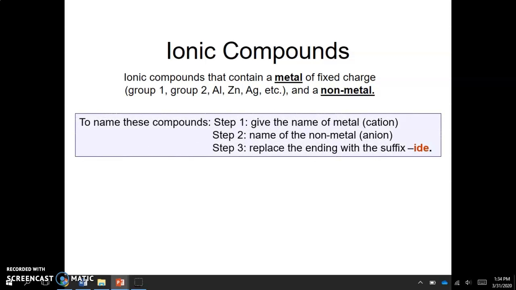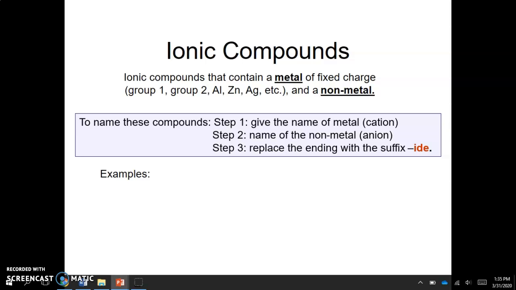There are 3 steps to naming these compounds. Step 1, you give the name of the metal, which is the cation. Remember, metals like to give away their electrons and become positive. Step 2, you name the nonmetal, the anion. And step 3, you replace the ending with the suffix -ide. If you had a compound where oxygen was your nonmetal, you would drop the last part and oxygen would become oxide. We'll do a few practice problems in just a minute.